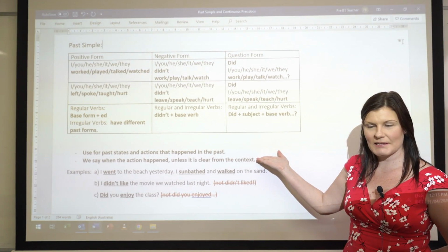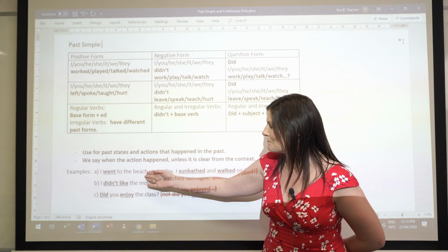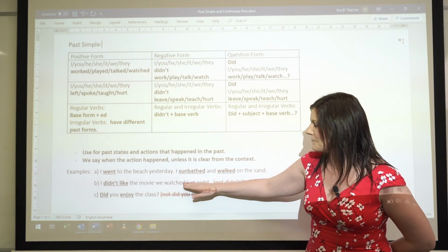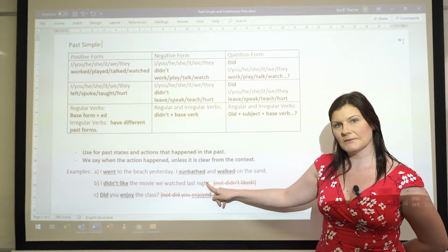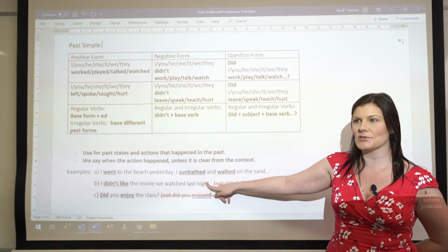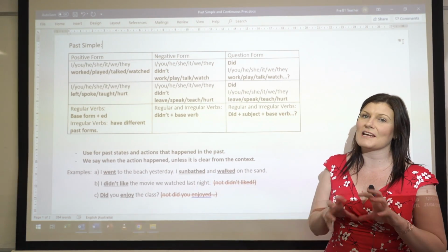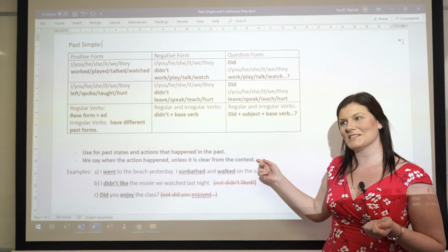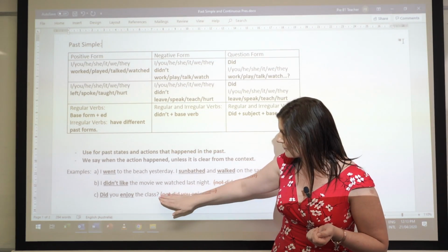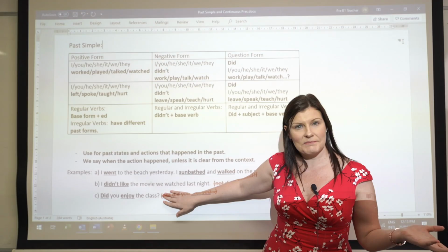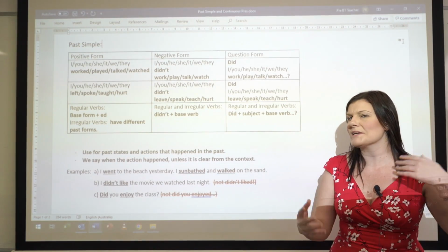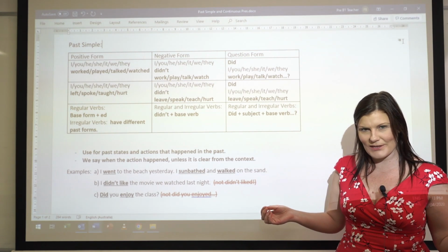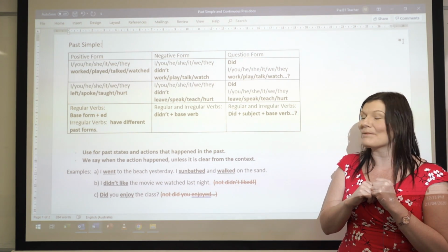Now you'll also notice that when we use past simple, we usually say when the action happened. In this example, I went to the beach yesterday. I didn't like the movie we watched last night. We do usually need to use the time with past simple. We say when it happened. The only reason we might not do this is if the context makes it clear. See this last example. Did you enjoy the class? Maybe I'm asking this question immediately after class, so it's already clear what I was talking about. That's it for past simple.